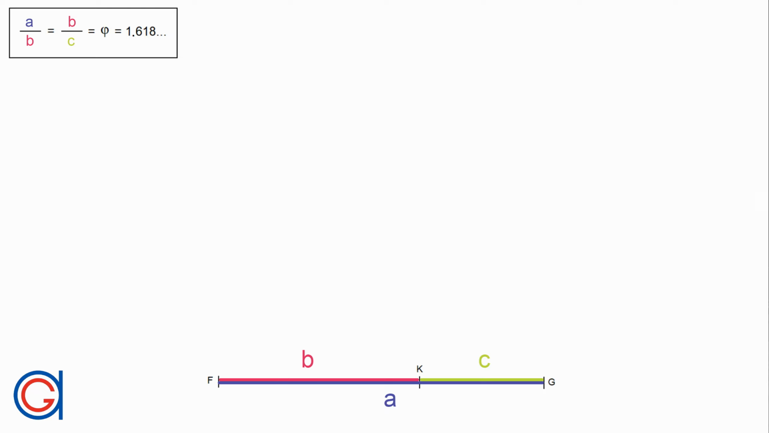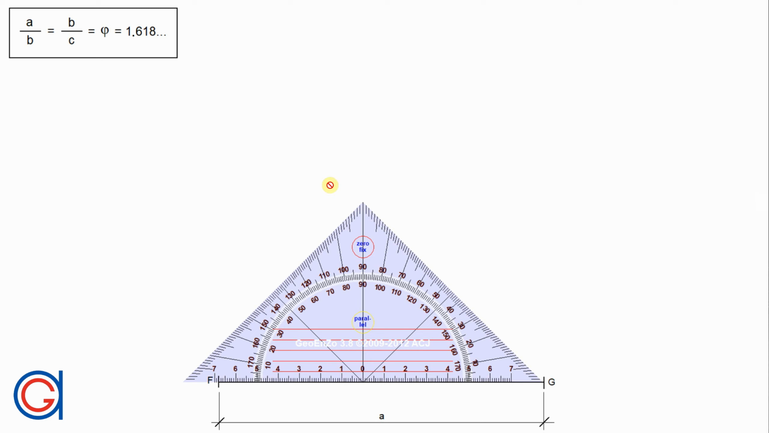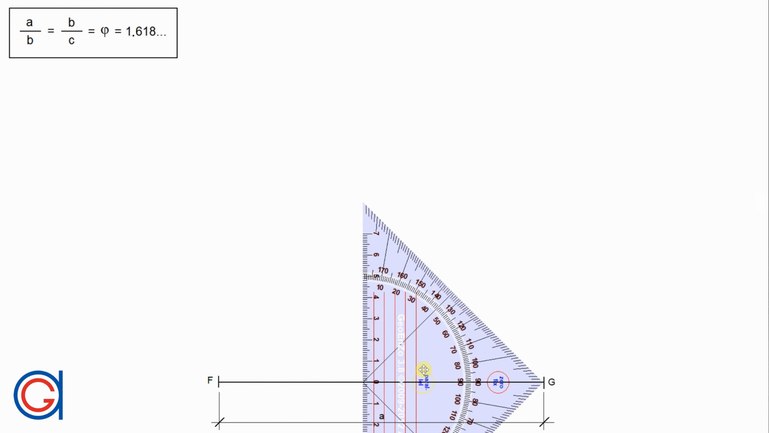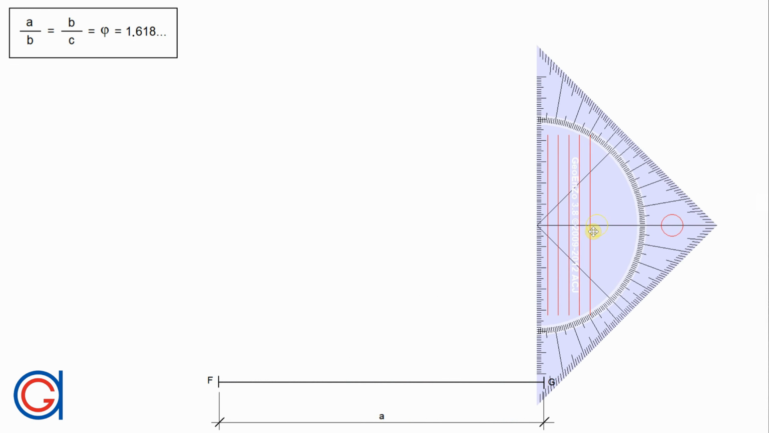So today we are going to divide the line segment A into two different line segments which are going to satisfy this ratio, and this is the golden section. To start with, the given line segment A goes from point F to point G, and the first step is to draw a perpendicular line from point G as shown here in the video.